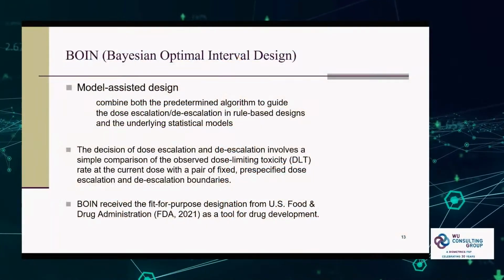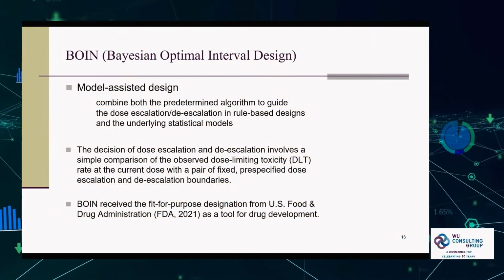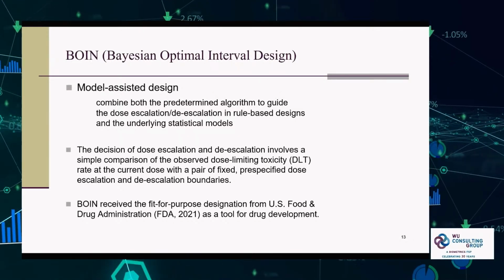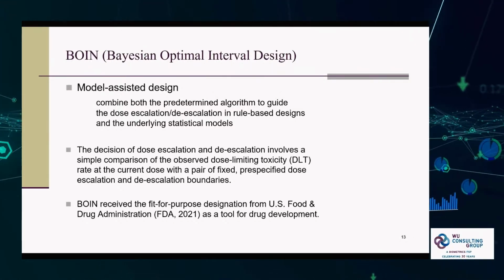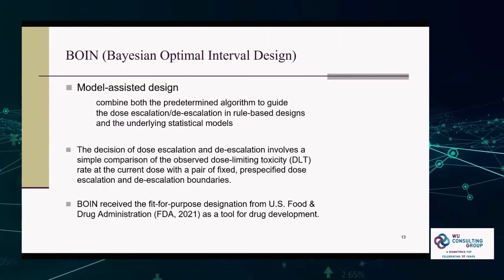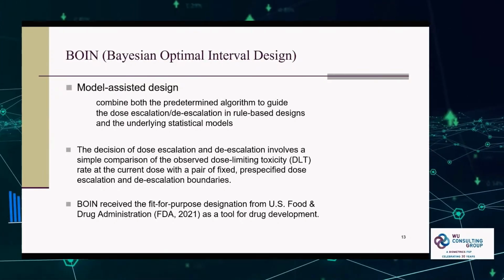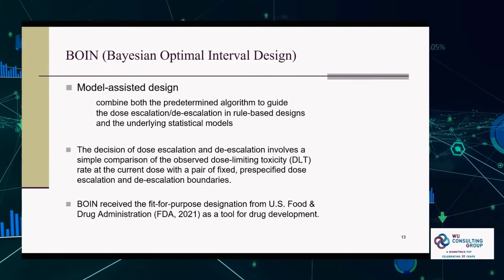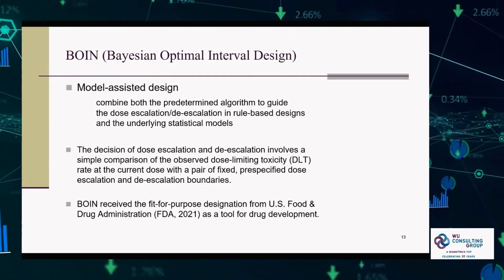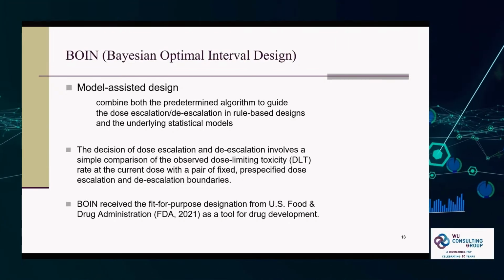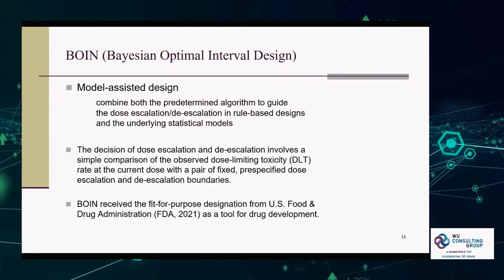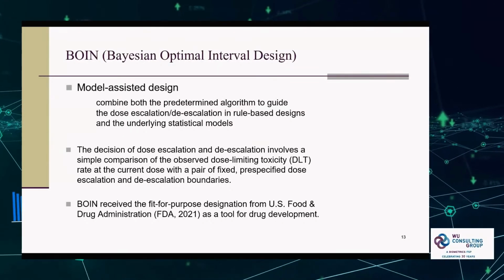In recent years, we have seen many methods that try to improve the performance of the 3+3. The 3+3 is very straightforward. However, there are no associated statistical properties. And on average, simulations show it would identify the MTD at a target DLT level of 25% instead of the 30% we want. So in recent years, many new methods have emerged.